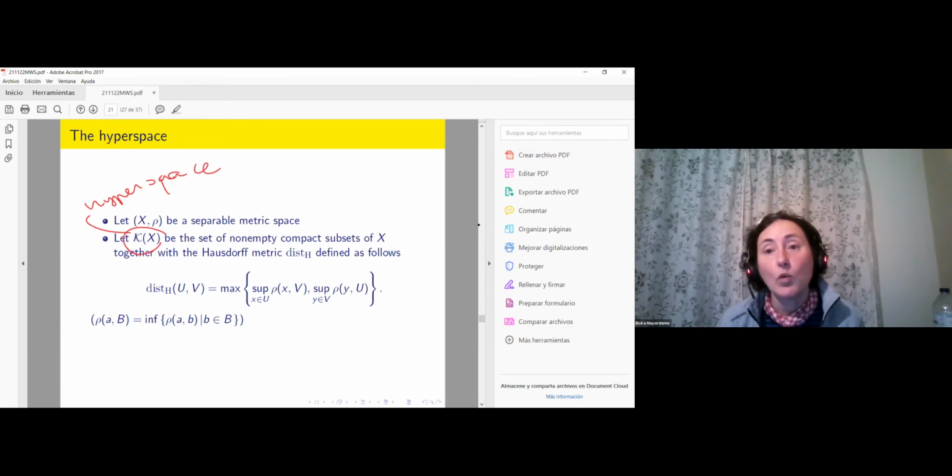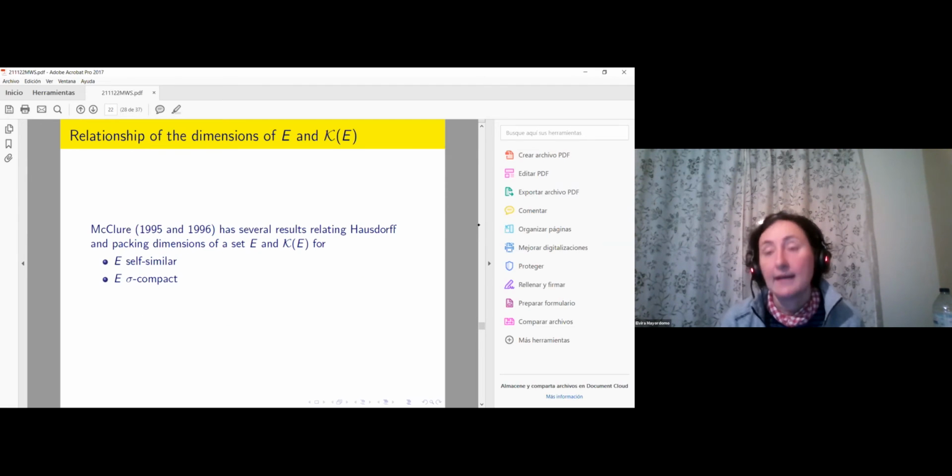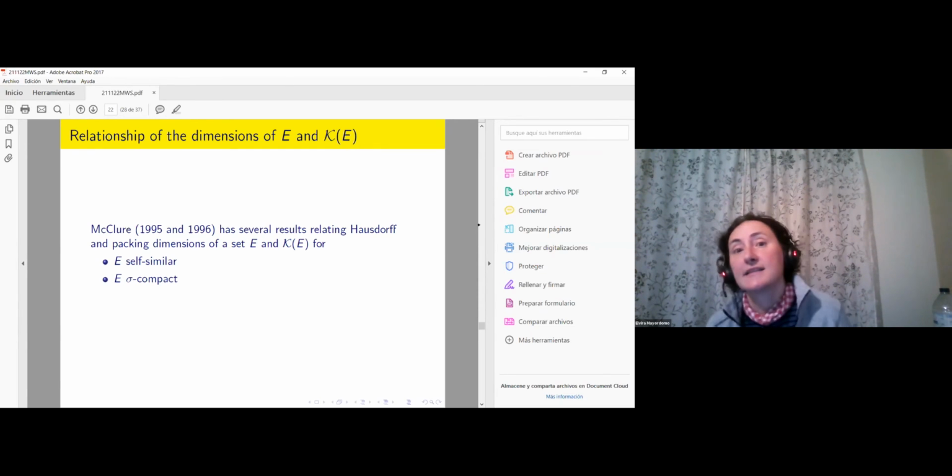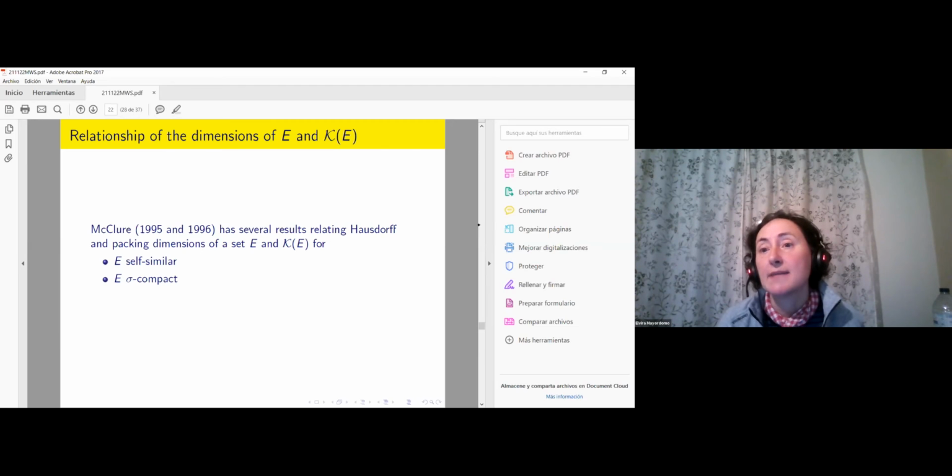And there's been some work done trying to relate the dimension of a space with the dimension of its hyperspace. Mainly by McClure in the 90s, he had several results trying to relate both Hausdorff and packing dimension for a set E and its corresponding hyperspace. So you take E as a subset of X and KE the corresponding set of compact subsets of E. And he mostly did it for two cases, for self-similar cases and for sigma compact.